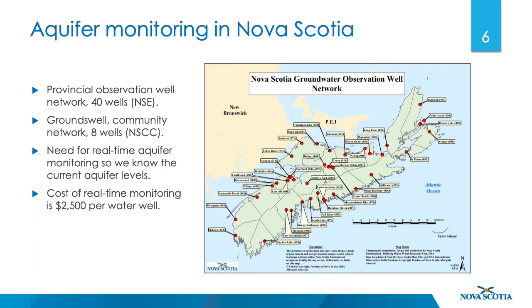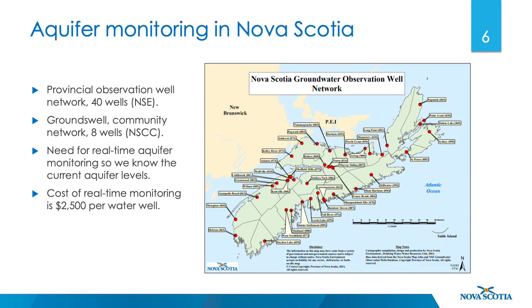In order to manage the response to a drought, it's important to understand the status of the drought, and this can be done with aquifer monitoring. Now, during the 2016 drought in Nova Scotia, there were a couple of groundwater monitoring networks available. One was the Provincial Observation Well Network, which is shown in this figure. It includes 40 drilled wells, and it's run by the Nova Scotia Department of Environment. And there's also another network called the Groundswell Network, which is a community-based groundwater monitoring network that includes 8 wells. That's run by the Nova Scotia Community College.